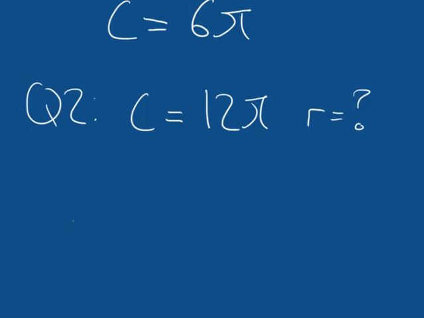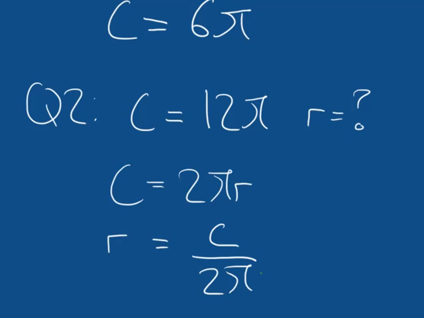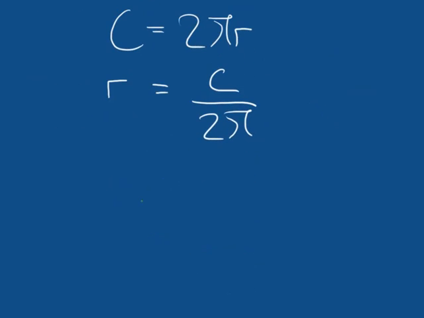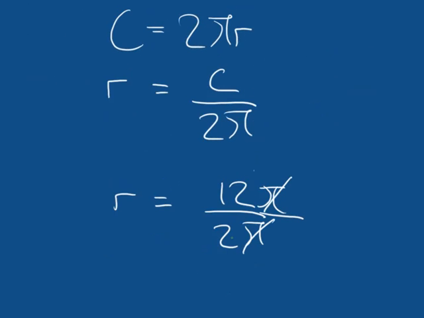Okay, welcome back. So we know that c is equal to 2 pi r. That means that radius is going to be equal to c divided by 2 pi. Well, in our case, our circumference is 12 pi, so radius is equal to 12 pi over 2 pi. The pi's cancel. 12 over 2 we know is 6, so the radius of our circle is 6.